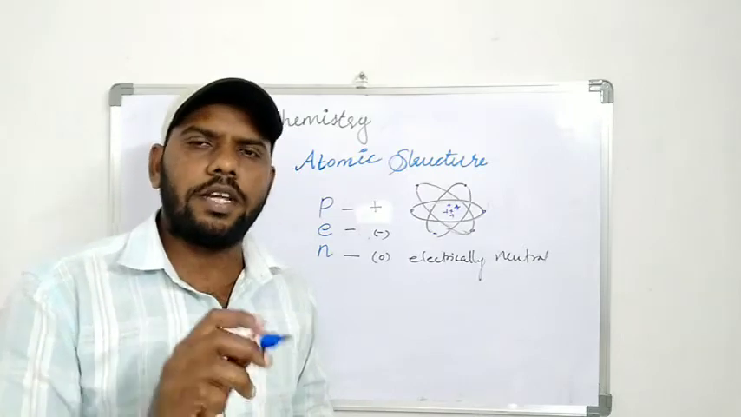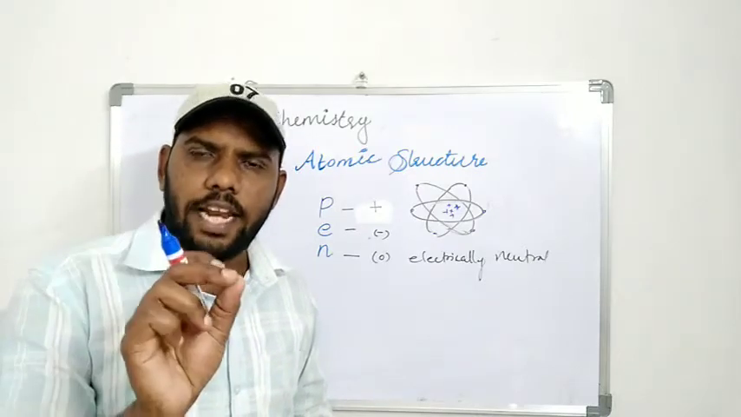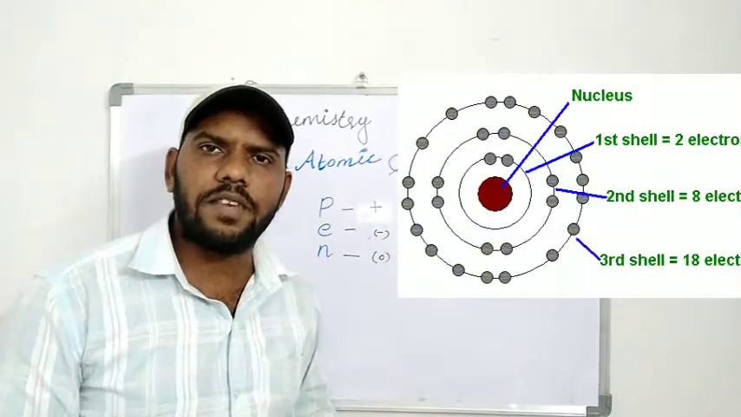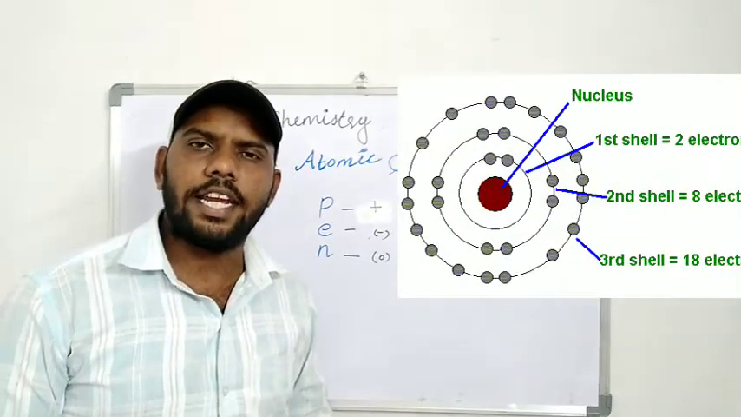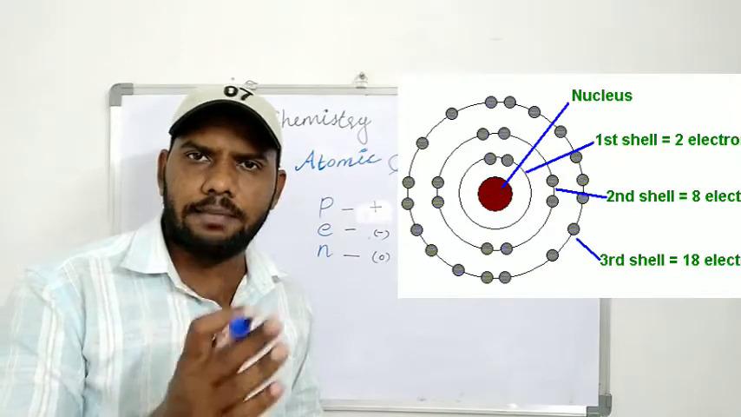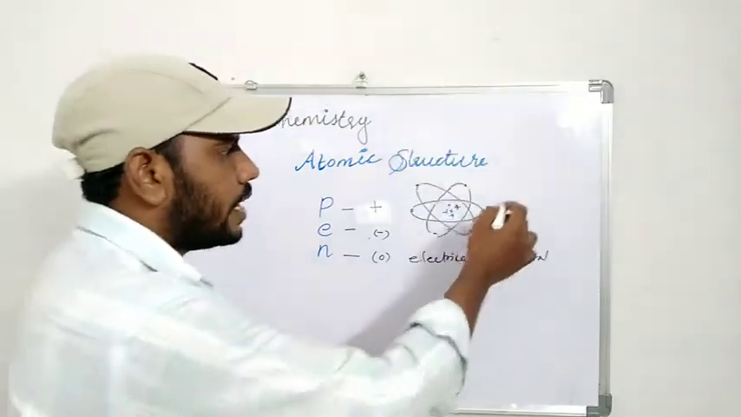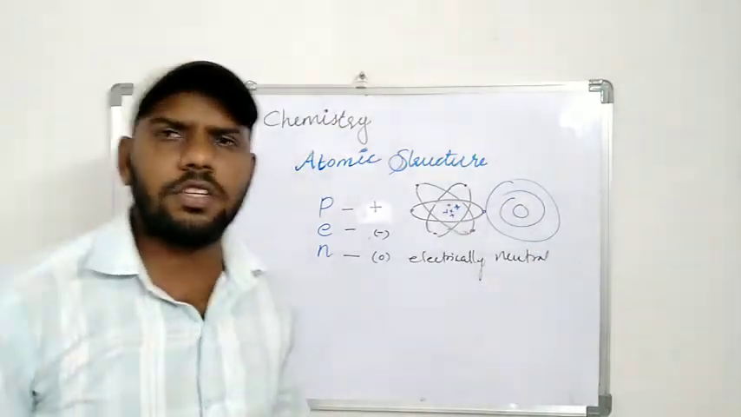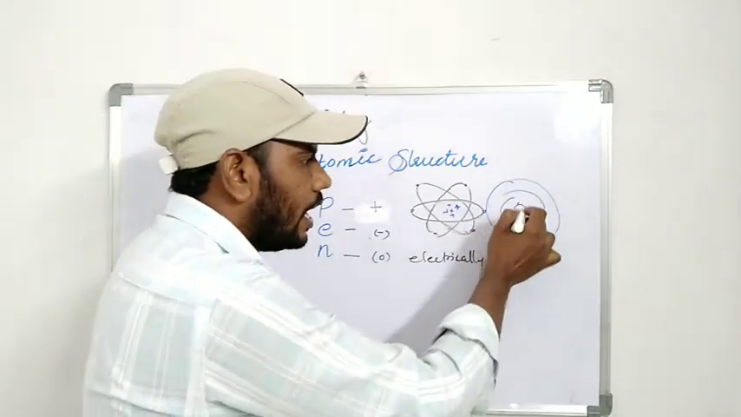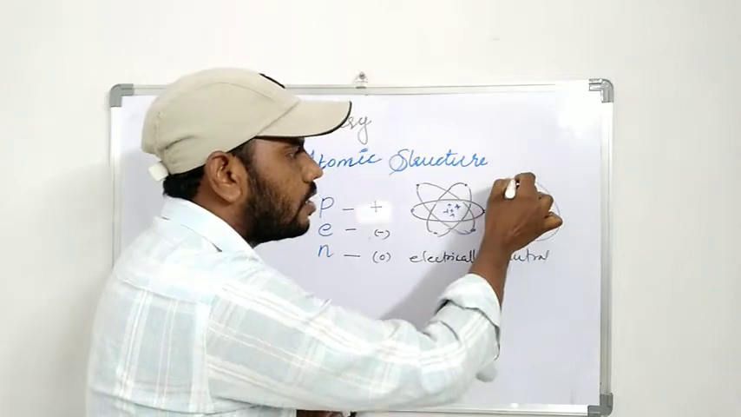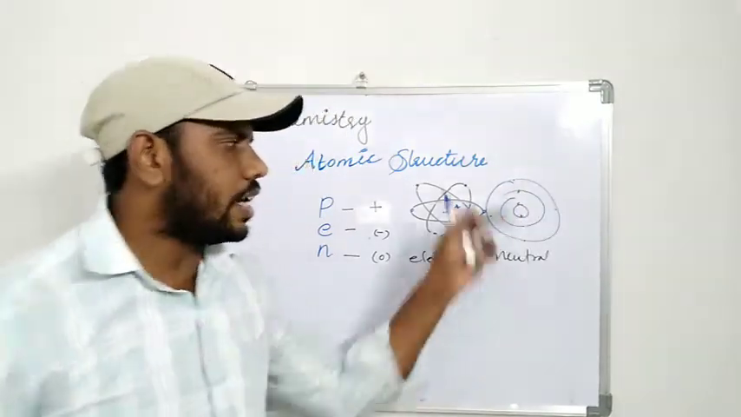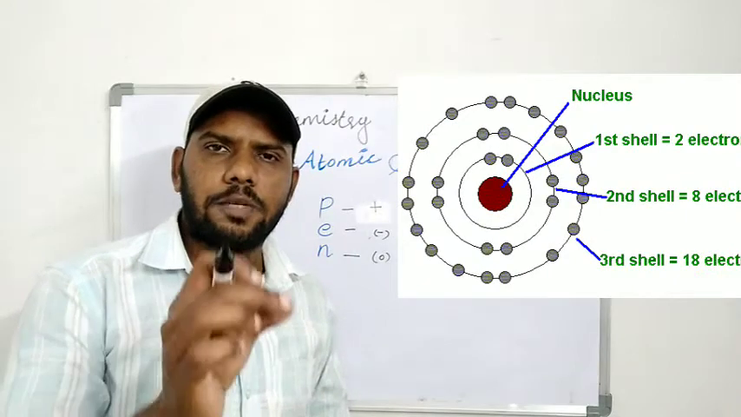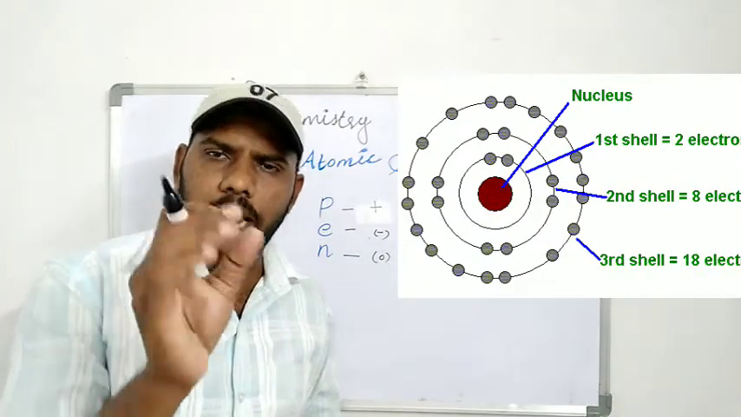So who proved it? Niels Bohr proved that the electrons revolve in specific shells, known as the K shell, L shell, M shell, and N shell, and this is the structure we derived. As per the Niels Bohr structure, the electrons revolve in specific paths, and each path has a specific number of electrons.